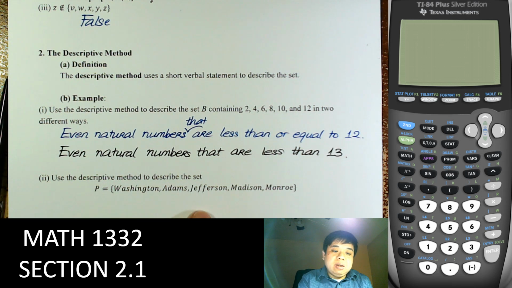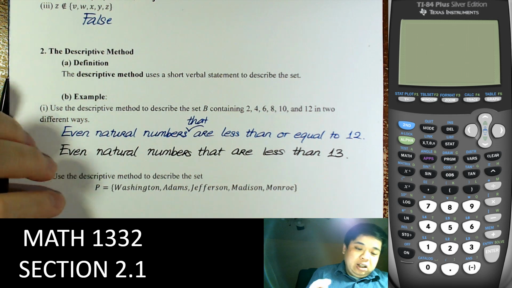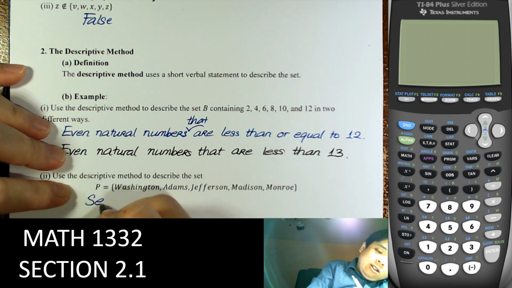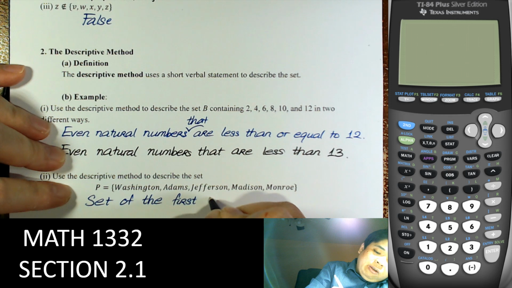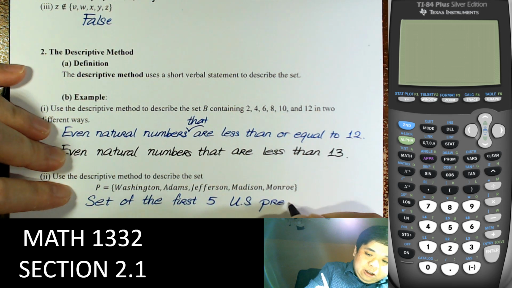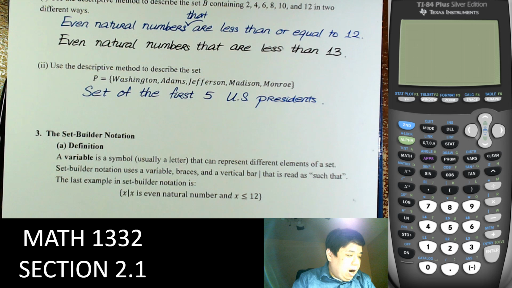Washington, Adams. If you recognize the names, those are U.S. presidents, but not just any U.S. presidents. Those are the first five. So if we want to describe it, we say the set of the names of the first five U.S. presidents. Right, just like that.